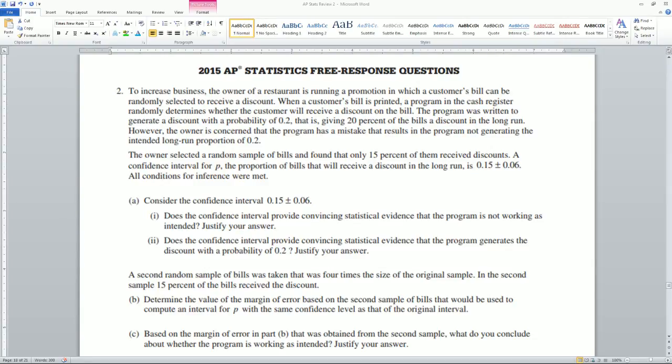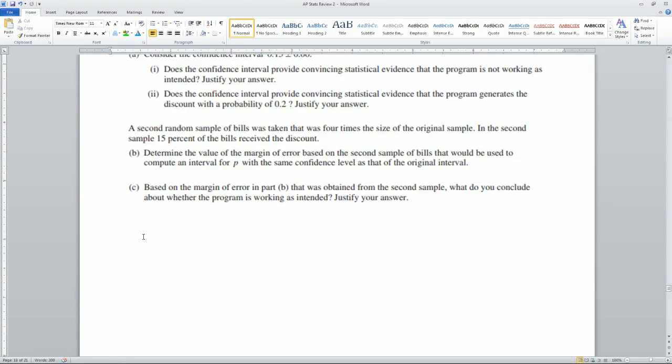Do you know what the confidence interval is? Do you know what the two numbers are? So I got the confidence interval is 0.09 to 0.21.